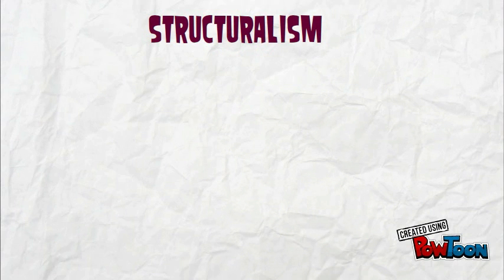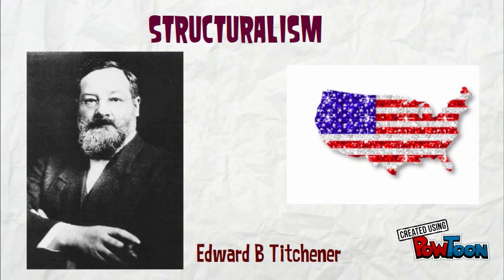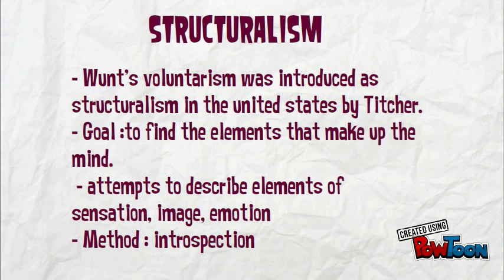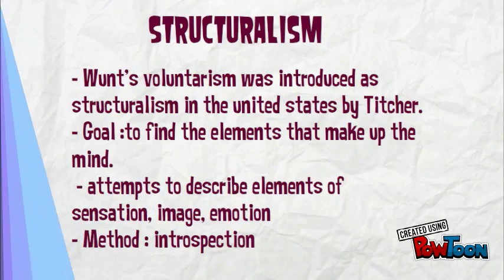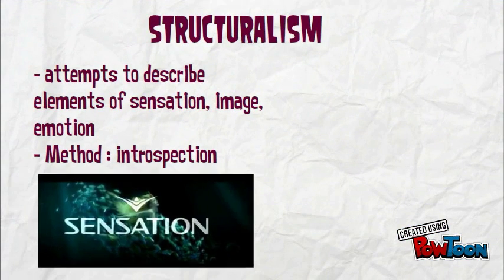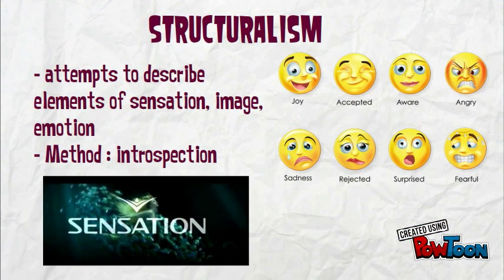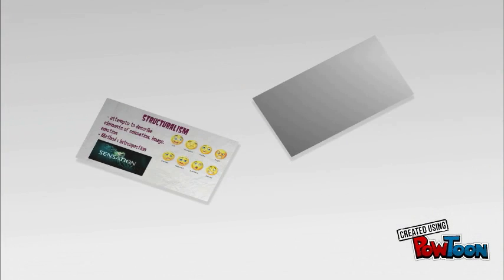The next school of thought is structuralism. Wilhelm Wundt's student Titchener introduced voluntarism as structuralism in the United States. Hence, these schools of thought are pretty similar in many ways. The goal of the structuralists, however, is to find the elements that make up the mind. They attempt to describe elements of sensation, emotion, and images. They follow the method of introspection. A structuralist is likely to present a stimulus to a person and ask them to describe it in the simplest and most basic manner possible.